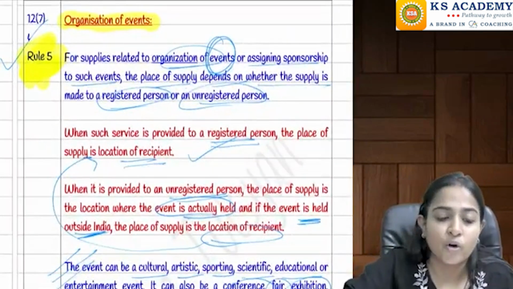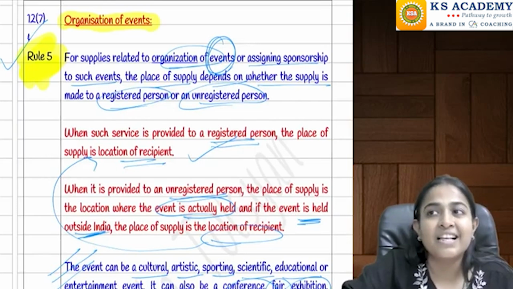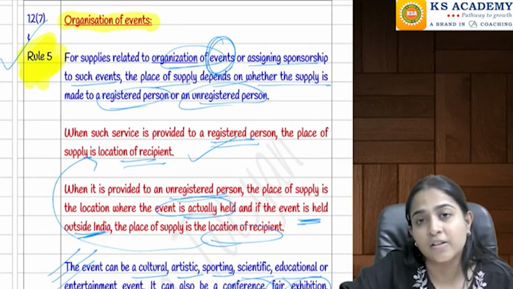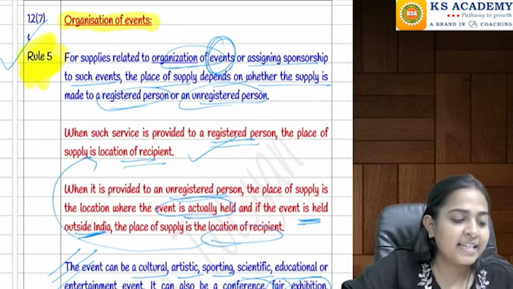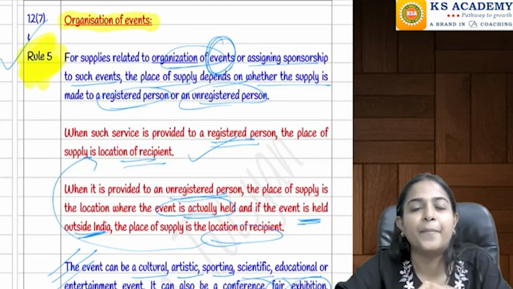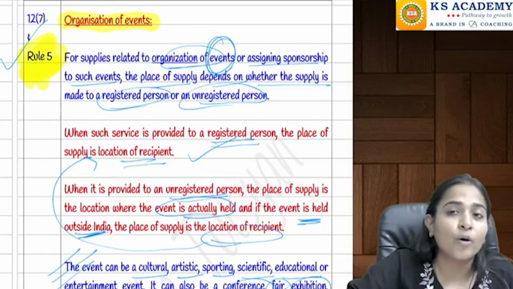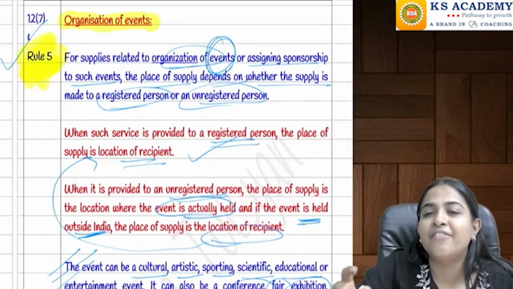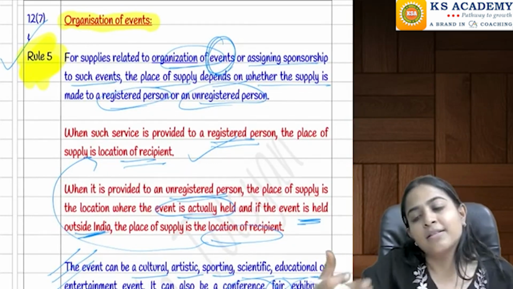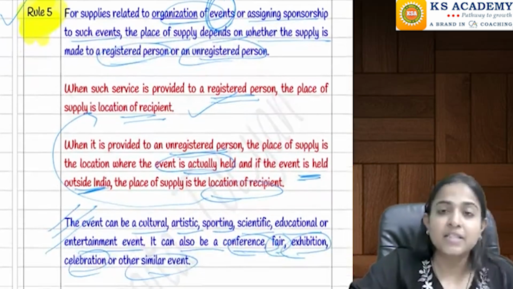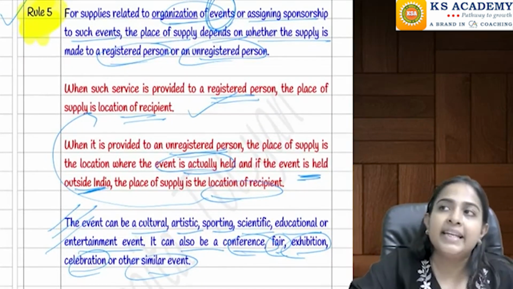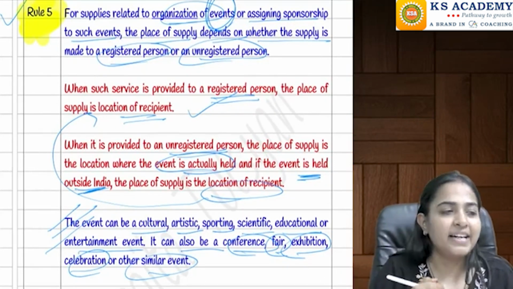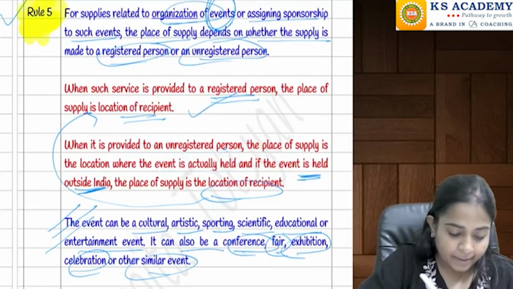Right, then going on to the next section, that is section number 12.7. What is section 12.7 talking about? It talks about organization of events, that is someone is organizing the event for me, or someone is providing me event organization services. In such a case, if the service is provided to a registered person, then place of supply will be the location of recipient, irrespective of whether the event is in India or outside India, because the service is given to a registered person. But if the service is given to an unregistered person, then if the event is going to be held in India, the place of supply will be the place where the event is going to be held, right?